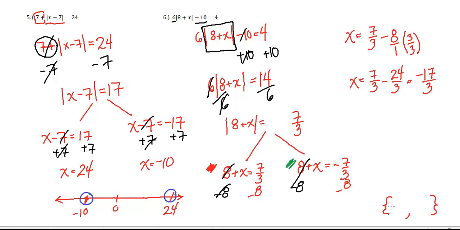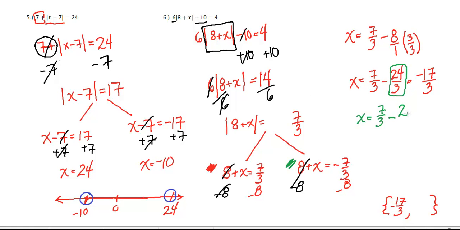Right? So negative 17 thirds goes right in there. All right, now let's do the second part. Since I know that this part here is going to end up being 24 thirds, now all I have is x is equal to 7 thirds minus 8, which I know is just equal to that 24 over 3, which is kind of what I want it to be anyway, so I'm just going to go ahead and rewrite it that way.